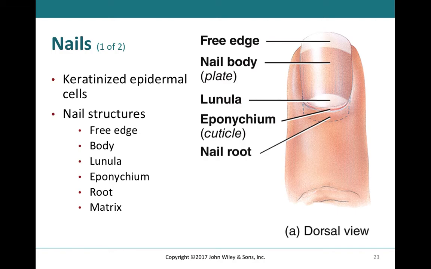Nails. So our nails are going to be a hard keratinized epidermal layer of cells over the dorsal surface of the terminal portion of your fingers and your toes. The principal structures of the nail are the free edge, the body, the root, the eponychium, matrix, and the lunula. Our cells are going to divide at the matrix to produce new cells, and functionally our nails help us to grasp things and manipulate small objects in various ways, and they can also provide some protection against trauma to the end of your digits.